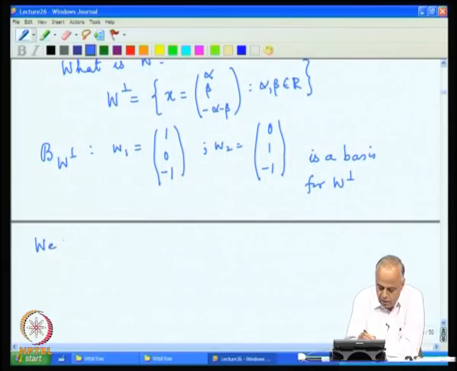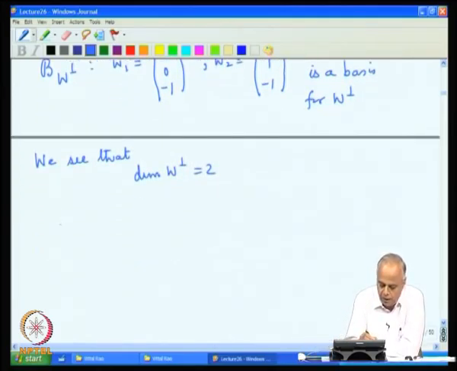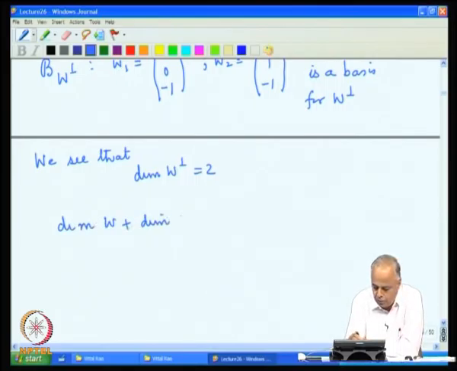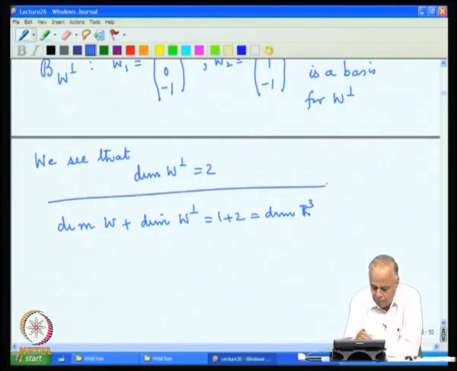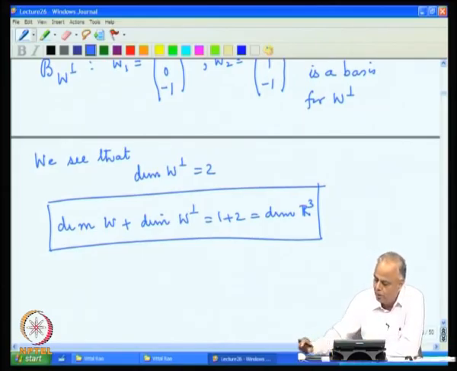Now, we see that since the basis consists of two vectors, the dimension of W perp is 2, and therefore we immediately see that the dimension of W plus the dimension of W perp is equal to 1 plus 2, which is the dimension of the whole space. This is one of the properties which we looked at last time. This illustrates the fact that the dimension of a subspace plus the dimension of the orthogonal complement must always be equal to the dimension of the whole space.